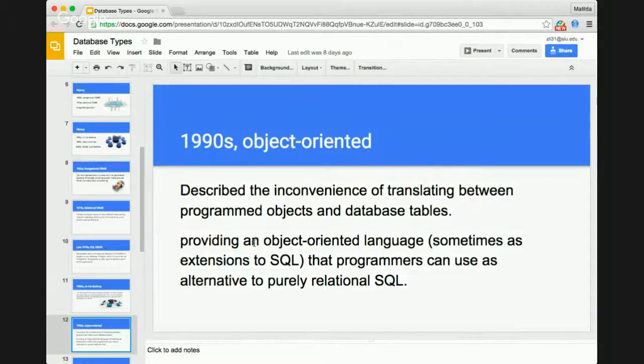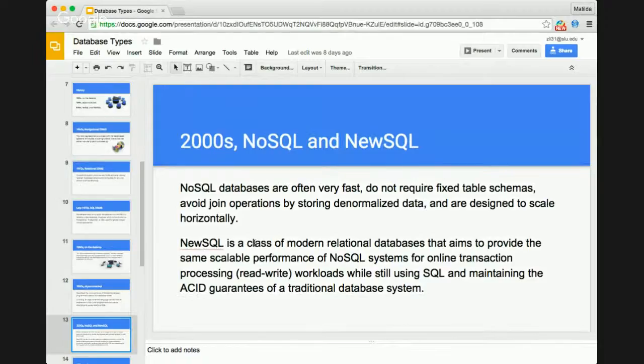In the 1990s, object-oriented described the inconveniences of translating between programmed objects and database tables, providing an object-oriented language, sometimes as extensions to SQL, that programmers can use as an alternative to purely relational SQL.